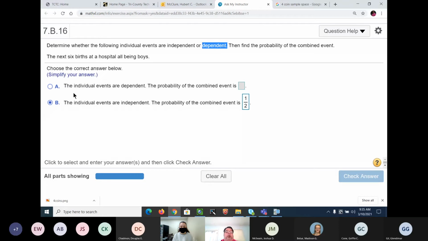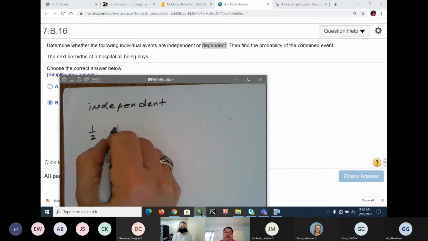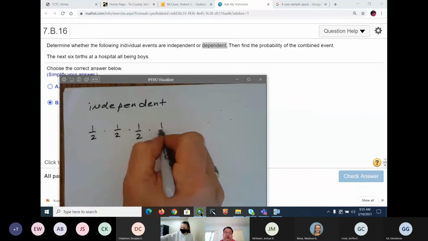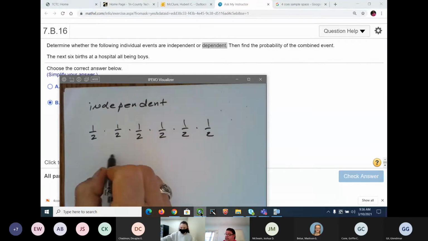And let's go with 6 births, so that's going to be 1/2 times 1/2 times 1/2 times 1/2 times 1/2 times 1/2, or 1/2 raised to the 6th power. Well, 2 to the 5th is 32. So 2 to the 6th would be 64. So I believe that would be 1/64.